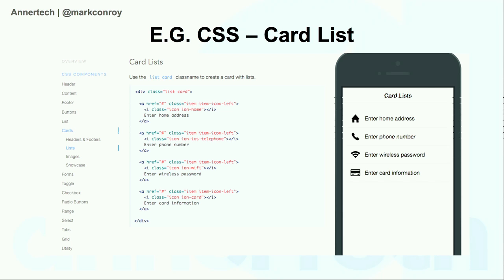If you say item icon left, automatically the icon that's there comes in on the left, and in the i-den, that's an icon element. The same as if you use Font Awesome or something, but it has what's called ionicons. So these are icons built by the Ionic guys. So here we've got an icon, and it's ion-home, so it's the home icon. And the same then you can see on the next one is telephone, the next one is Wi-Fi, and the next one is card for credit card.